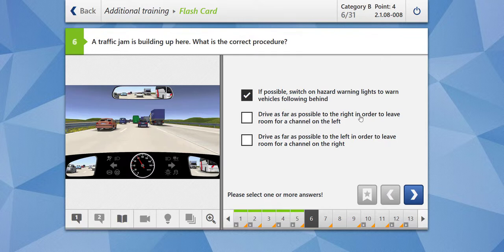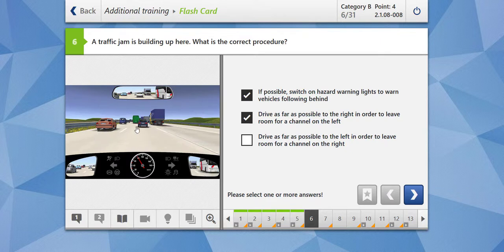Drive as far as possible to the right in order to leave room for a channel on the left. Since you are in the middle lane, what is the correct option? You have to move towards the right side. So this option is correct. Drive as far as possible to the left in order to leave room for a channel on the right. So this is wrong. The important thing to remember is whenever you get stuck in a traffic jam, you should switch on the hazard warning lights, because by doing so you can inform the traffic which is following you. And also the important thing is for the emergency vehicles, you always have to create a way between the middle lane and the left-hand lane.